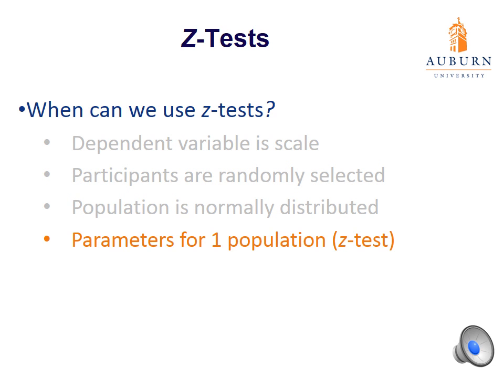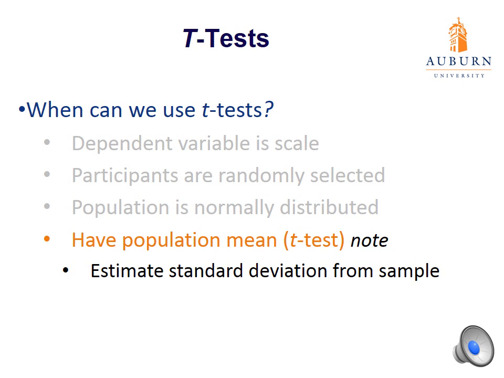The difference between a single sample t-test and a z-test is that last assumption, the parameters for one of the populations. In a z-test, you have both the mean and the standard deviation. But with a t-test, all you have available to you is the population mean. Note that that population mean may be given, or you may need to calculate it. If you can calculate the population mean, then you have the population mean.